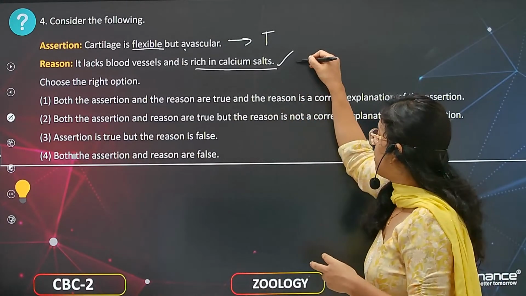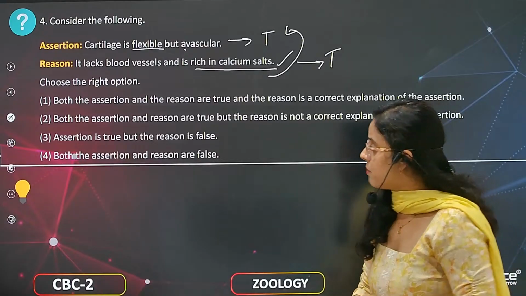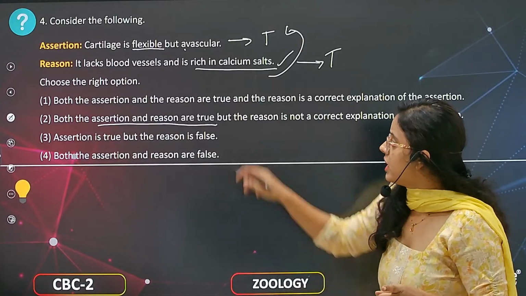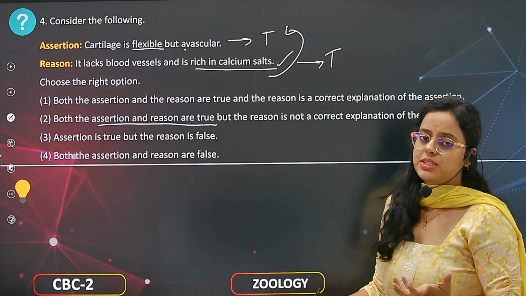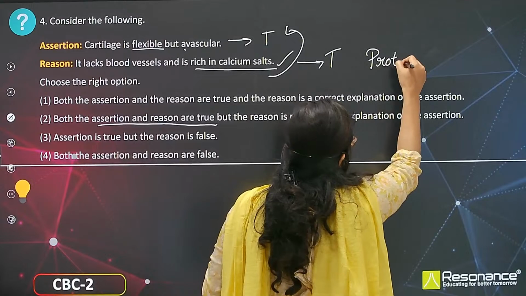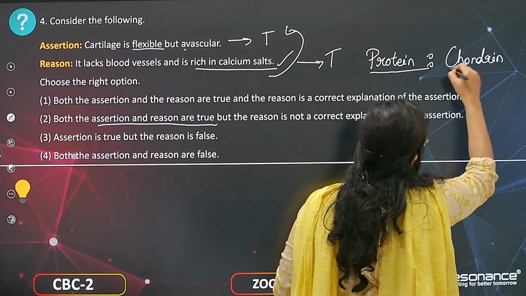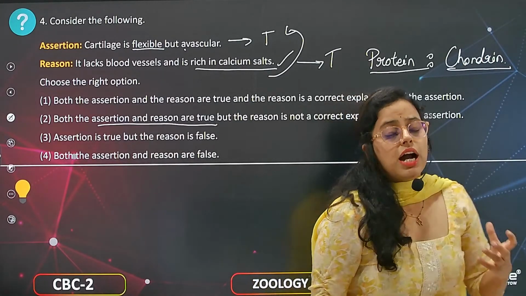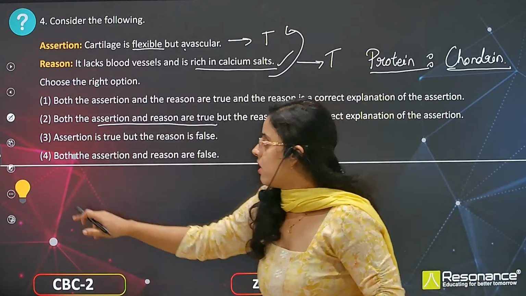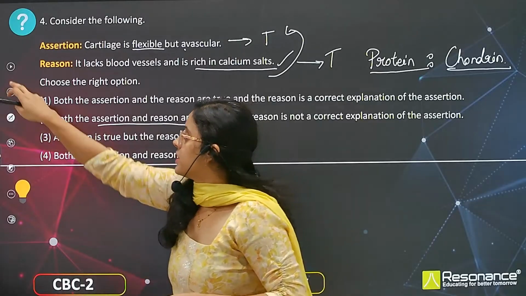Both statements are true, but this reason is not explaining statement 1. So our option is going to be both assertion and reason are true, but the reason is not a correct explanation. Here we have to tell about the reason of flexibility, why they are flexible, because they consist of fibers and they consist of a protein. Flexibility is because of a protein, that is chondrin protein. Because of chondrin protein the cartilage is flexible, and they haven't mentioned chondrin or any other fibers. So this is a correct statement, but it is not a correct explanation.